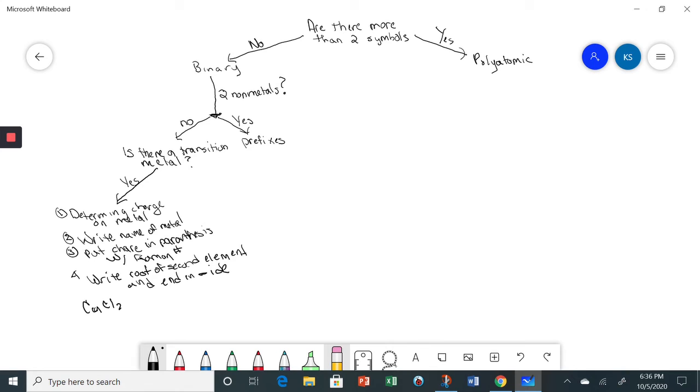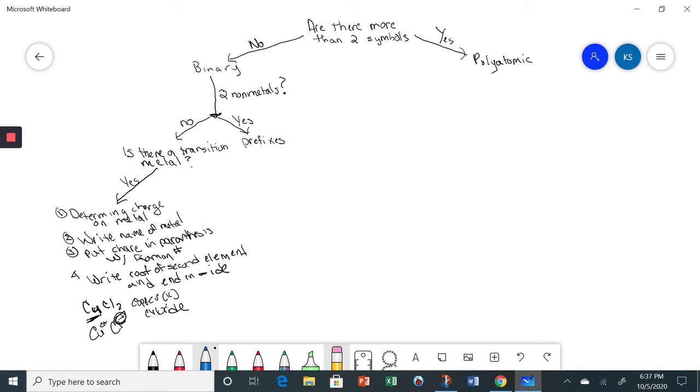CuCl2. It is binary. So you go through and say, are there 2 nonmetals? No. Is there a transition metal? Yes. So if it's a transition metal, I have to determine the charge on that. Reverse crisscross: this is a 2 plus, and this is a minus. That's normal. This is good. So this would be copper(II) chloride.